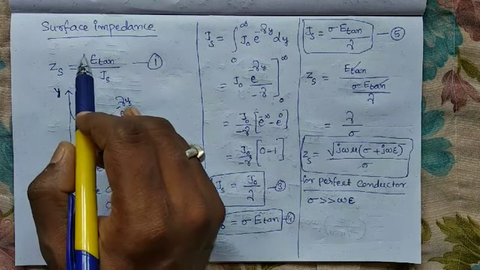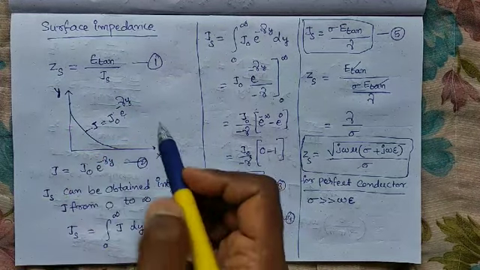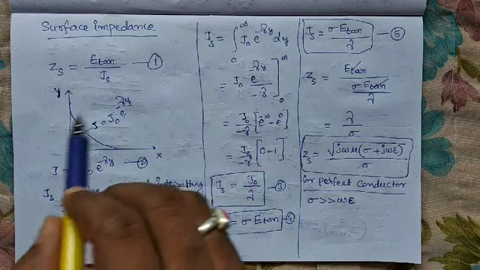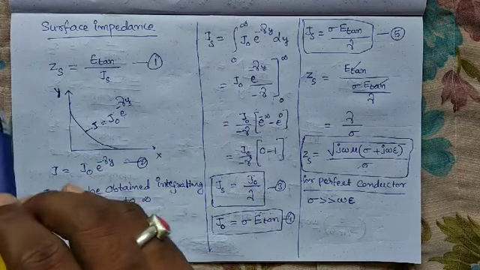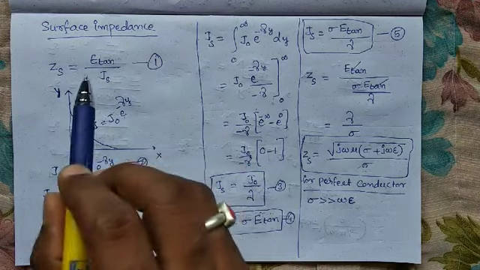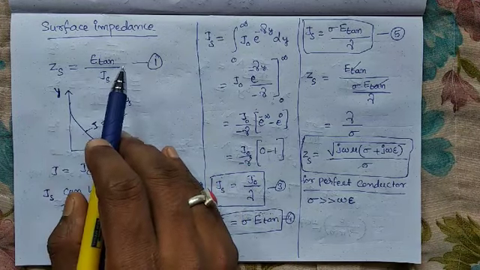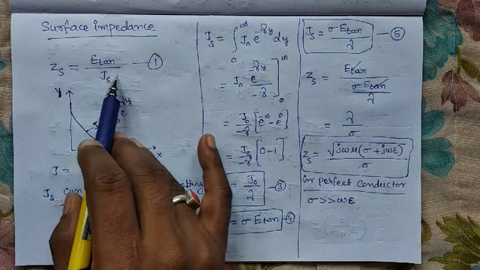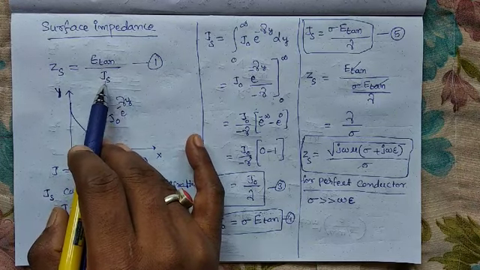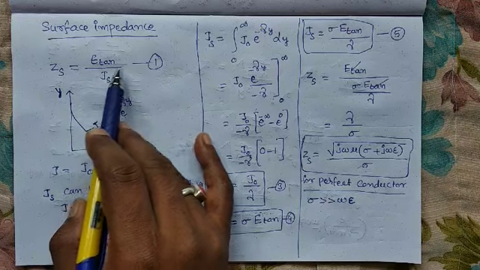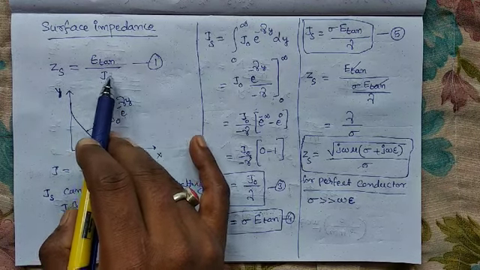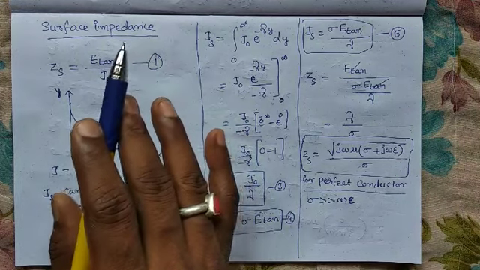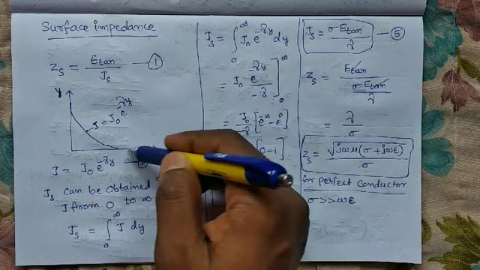Now we are defining the surface impedance of the perfect conductor. Simply it is the ratio of the tangential component of the electric field to the surface conduction current density. Here actually the conduction current density decreases exponentially.